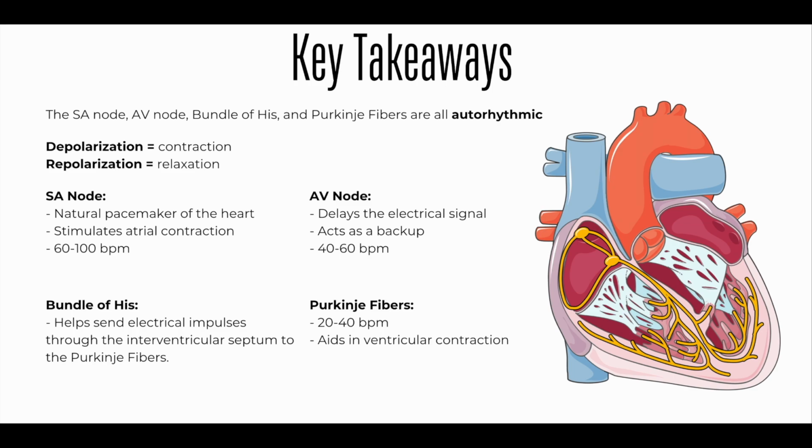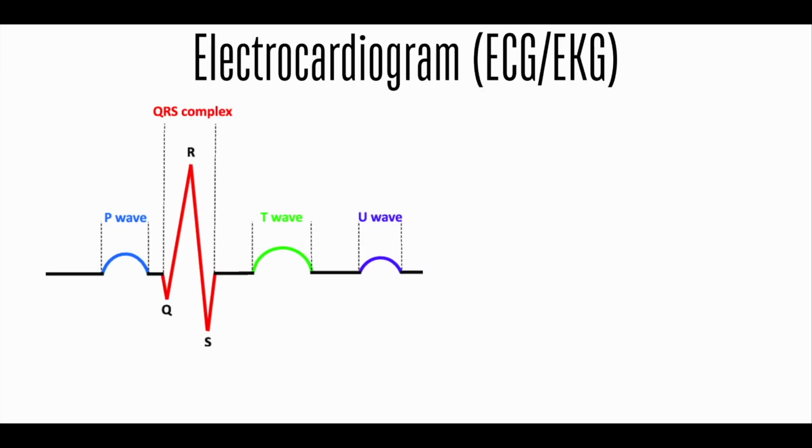Now that we have a basic understanding of the conduction system of the heart, let's talk about electrocardiograms, or ECGs. The electrocardiogram starts with the P wave. The P wave signifies atrial depolarization or atrial contraction. In other words, the P wave is going to signify the SA node. So remember, SA node is going to propagate atrial depolarization or atrial contraction.